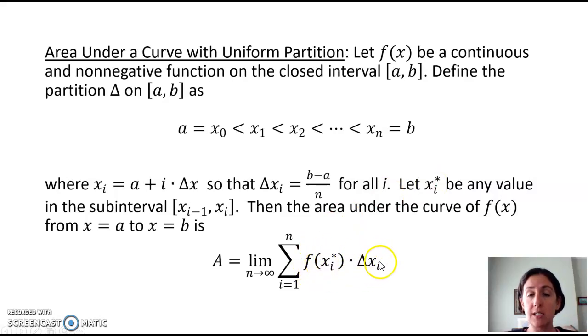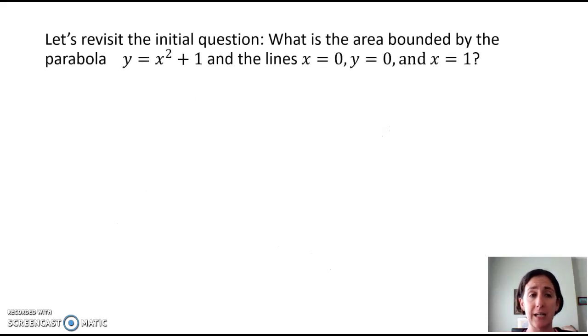The partition is the width of the rectangle, and when we multiply these together, that gives us the area of each of those rectangles. And then we add each of those, so we add from 1 to n rectangles, and the larger that n goes, the more rectangles we have, the closer we are to the actual area under the curve. And if n were to go off to infinity, and we had infinitely many of these rectangles, we would get the exact area underneath the curve. So let's take a look at an example.